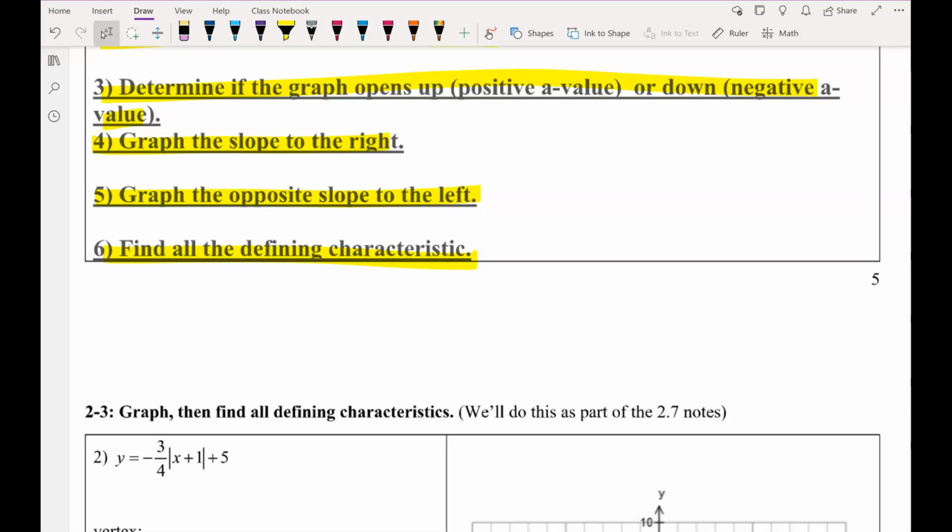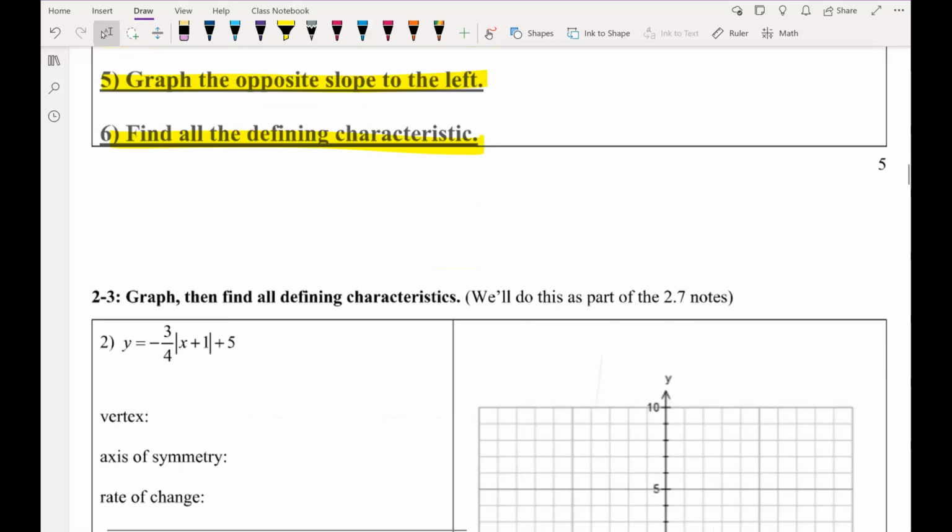Who needs more time on copying the steps? All right, let's go.